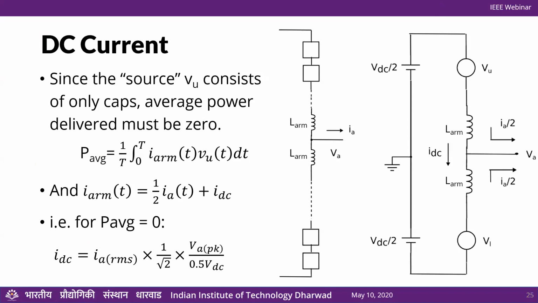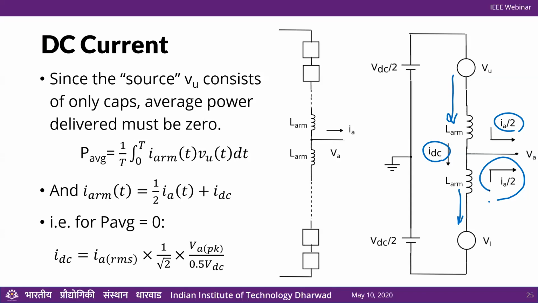Okay, so now let's look at that DC current that we said is going to flow. Now, if there's some DC component, the arm current in the top arm is going to be obviously this, plus whatever is this DC component, and whatever flows here, that DC component minus the phase component, which is IA by 2, is going to flow in the lower arm.